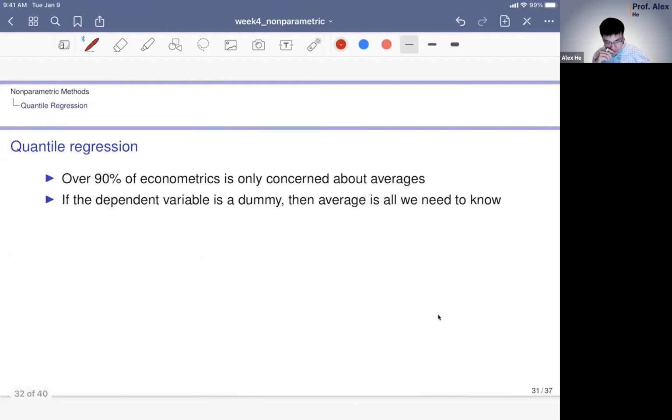In over 90% of econometrics, you only care about the average. When you do a linear regression, you estimate the expectation of y given x. All the other econometric methods you would use only care about the expected average y given an x. And if the dependent variable is just 0 or 1, then you only need to know the average, and then you know the whole distribution. But usually, you might also care about the distribution.